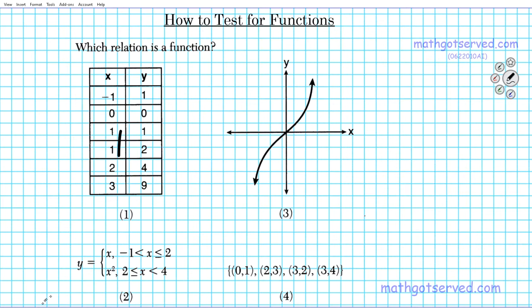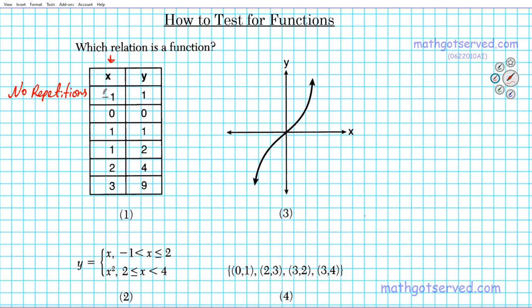We have a tabular representation of a relation. Is this a function or not? The easy way to determine if a relation presented in a tabular format is a function is to focus your attention on the input values and make sure there are no repetitions in the input values. Remember, a function assigns every input to exactly one output. If one input is assigned to two outputs, then it's no longer a function.